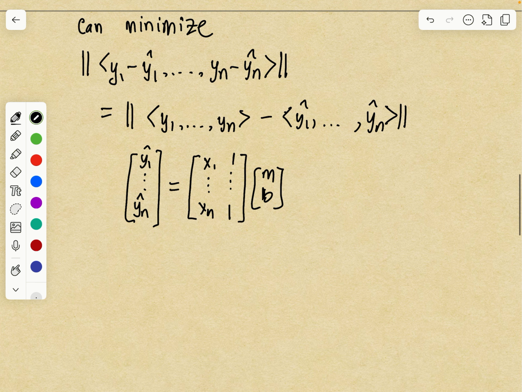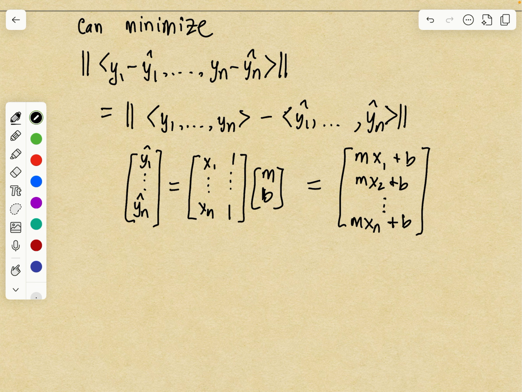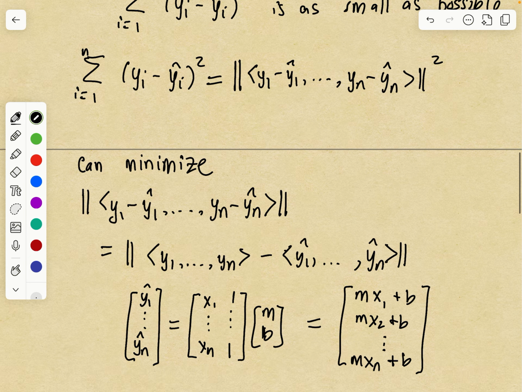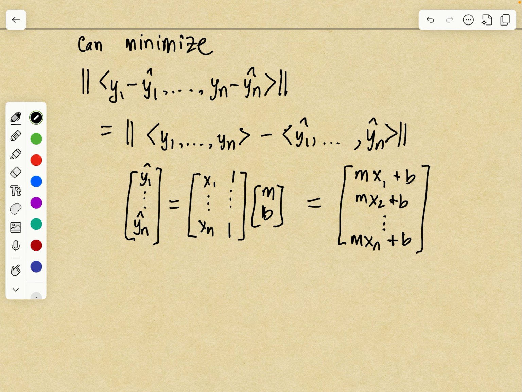Do you see why this is true? Because if you multiply this matrix by this vector, you get, just to clarify what that is, the first component is m times x1 plus b. The second component is m times x2 plus b, all the way to m times xn plus b. And the yi hats were equal to m times xi plus b. So this vector is in fact the same as that vector.